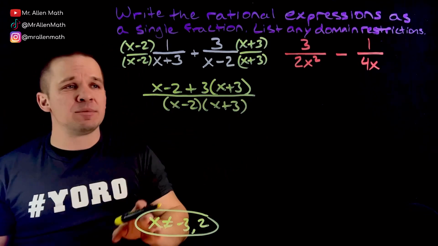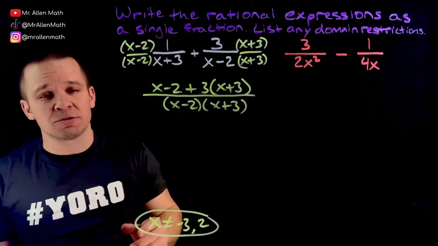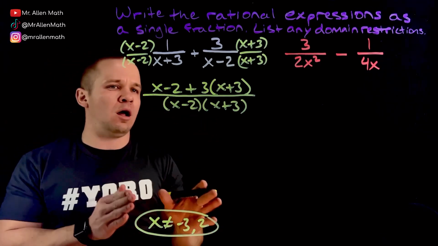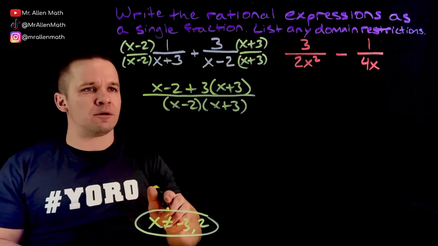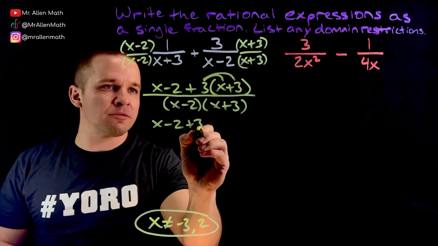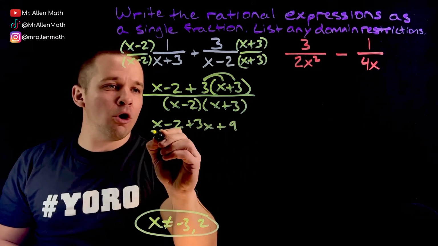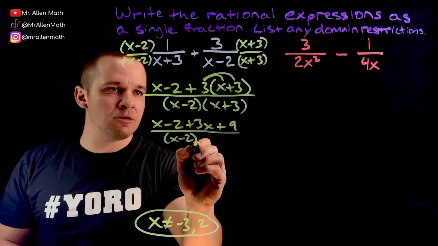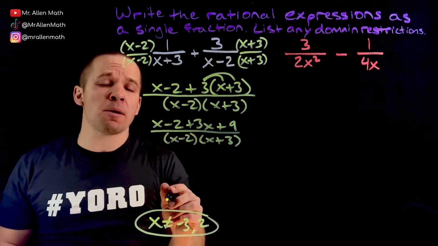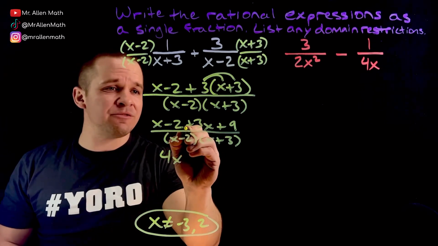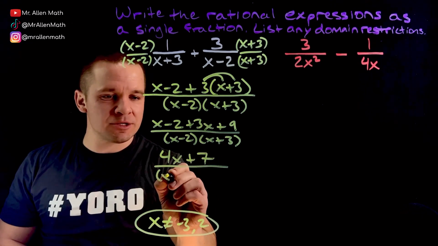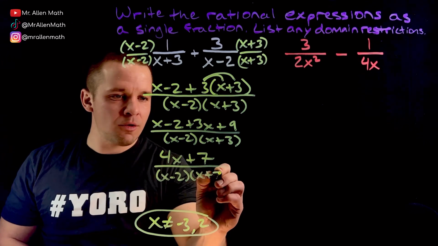Now, be careful here. A common mistake is to say, hey, I'll cancel, and the answer is 3. No! There's addition, there's subtraction. You cannot do that right now. I got to distribute this 3 in here. So I'm going to have x minus 2 plus 3x plus 9 over that common denominator of x minus 2 times x plus 3. Now, I'm going to combine my like terms. I got x plus 3x is 4x. -2 plus 9 is positive 7, divided by that x minus 2 and that x plus 3.